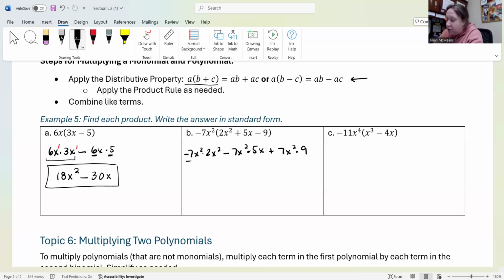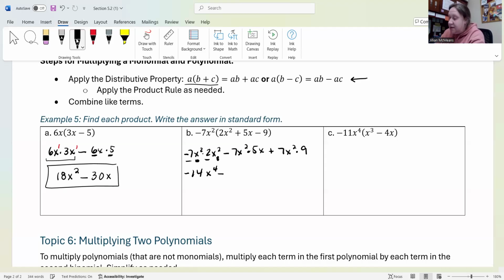So I'm going to start by multiplying the coefficients. So 7 and 2 is 14, so that's going to be negative 14. And then I'm multiplying two things that have the same base. We keep the base, we add the exponents. So x squared times x squared is going to be x to the 4th.